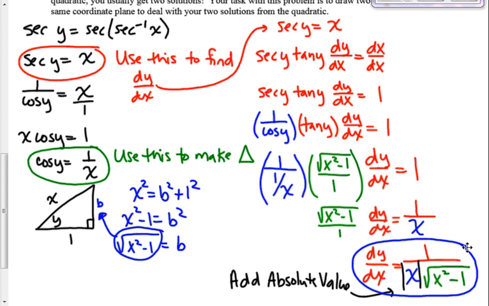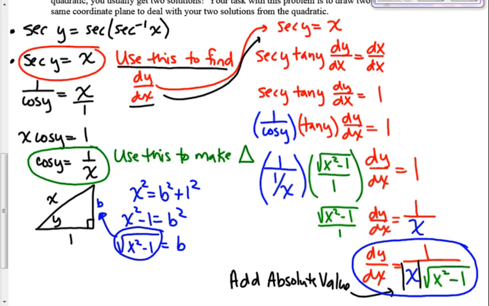On the beginning step, I just went ahead and took the secant of both sides because I did not want to have a secant inverse anymore. And when I simplified that, I got secant of y is equal to x. You see I've circled that in red, and this is what we're going to use to actually find our dy/dx, and I'm going to do that over here at the right. I'm going to pause on doing that for just a minute.